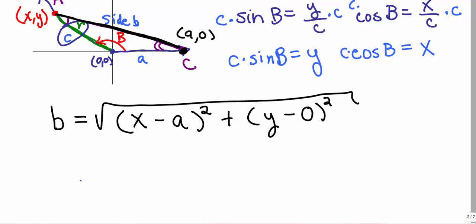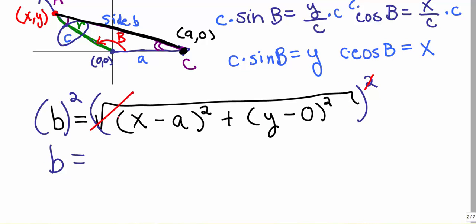Now we're going to do a couple of things here. We're going to square both sides. I want to get rid of that square root. So I'm going to square both sides of this equation for this distance formula. We get b equals, and the square and square root are going to end up canceling each other out.